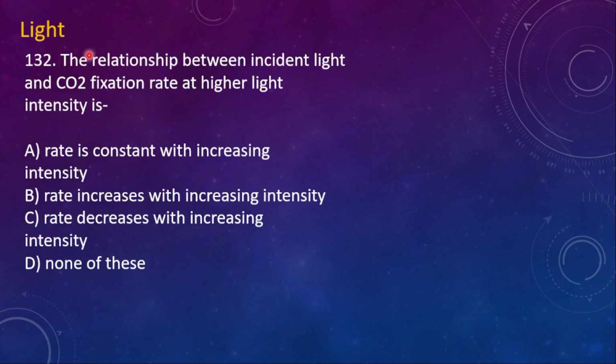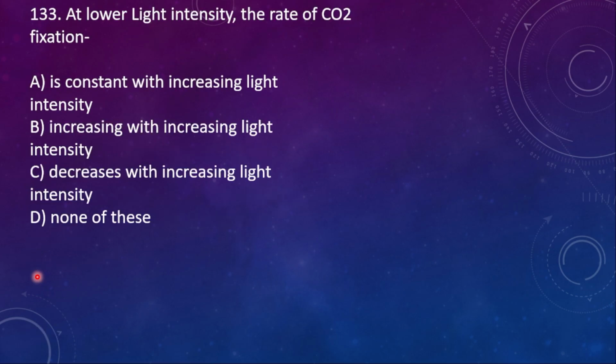132. From light: the relationship between the incident light and CO2 fixation rate at a higher light intensity is: A. Rate is constant with increasing intensity. B. Rate increases with increasing intensity. C. Rate decreases with increasing intensity. D. None of this. Here the right option is option A.